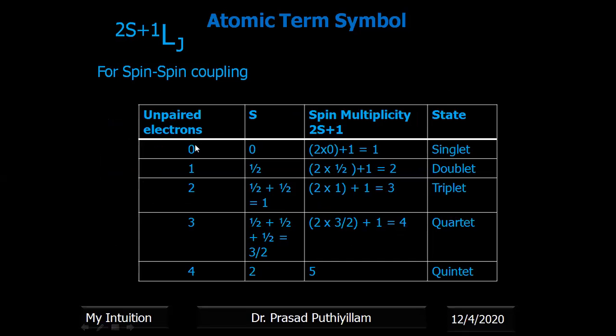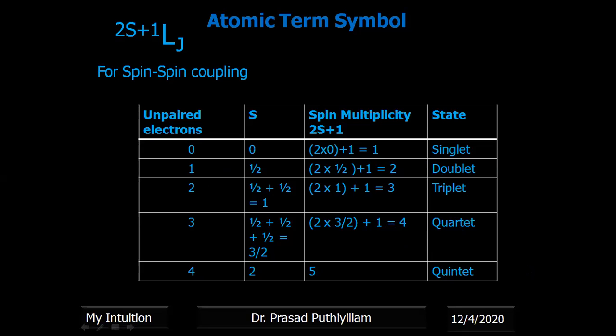The spin-spin coupling for different numbers of unpaired electrons is given in this table. If the unpaired electron count is 0, then there is no spin, it is 0. Spin multiplicity we calculate as 2S plus 1, so 2 into 0 plus 1 becomes 1. Then we call it a singlet state. If the unpaired electron count is 1, it becomes a doublet. If 2, it becomes a triplet. If 3, the spin multiplicity value is 4, therefore it is a quartet. And if the unpaired electron count is 4, then the spin multiplicity value calculated is 5, and we call it a quintet.